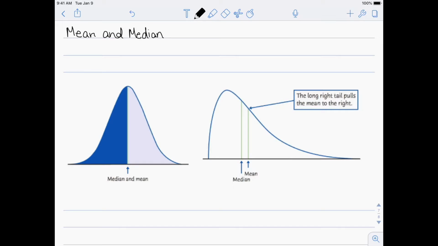So my note here: the long right tail pulls the mean to the right. If I had a long left tail, the mean would be pulled to the left. So either way, the mean is further down the tail.